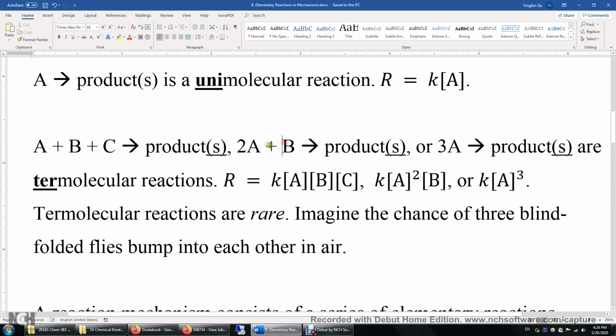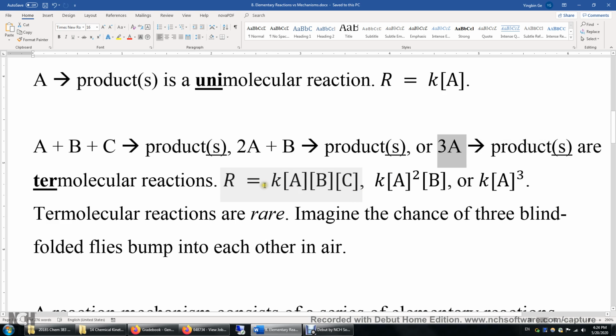In this case also, three molecules will have to collide with each other, 2 A's and 1 B. In this situation, 3 A particles or 3 A molecules will have to bump into each other at the same time, at the same position to form the product. Again, you have to have the right orientation for the collision, and these three molecules will have to have enough energy to overcome the reaction barrier.